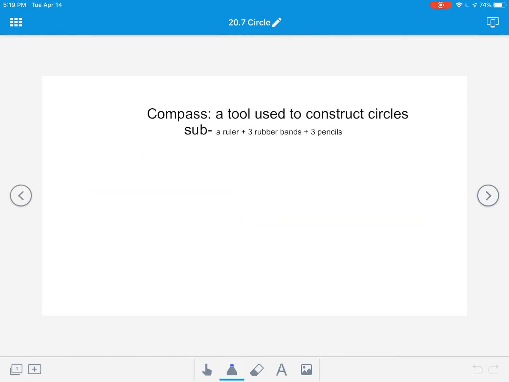So we're going to be talking about some measuring of circles today. Now, if we were in the classroom, I would have compasses for you all. Now, these compasses are not to tell directions like north, south, east, west. That's a different kind of compass. A compass is a math tool that's used to construct circles. It looks somewhat like this.